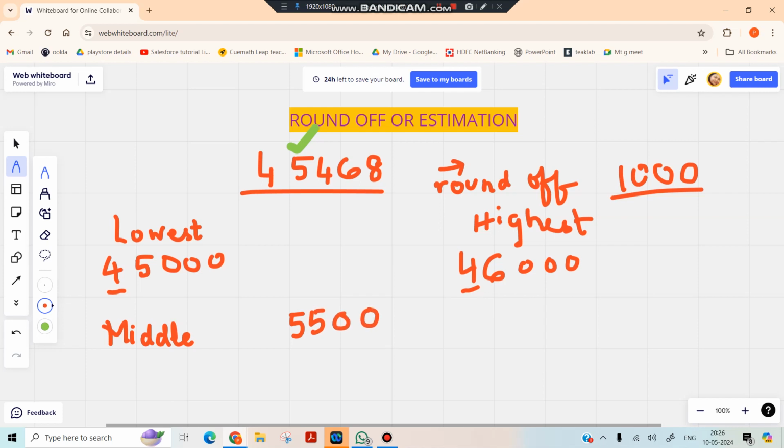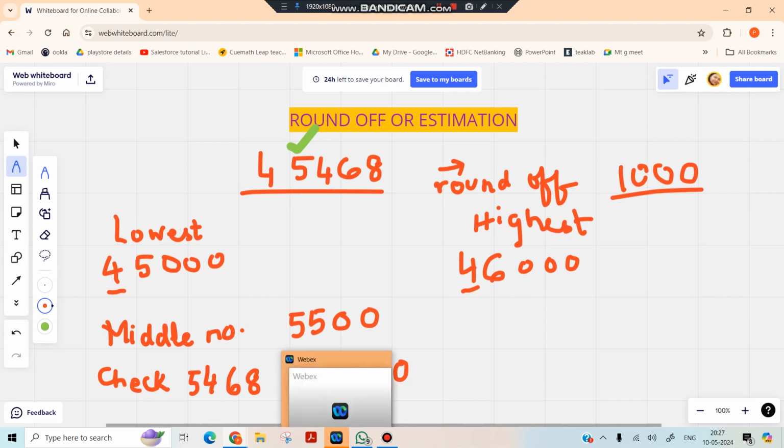Third step. So we have found the middle number. Third step, check if your given number, in this case we are only considering 5468 for ease of our calculation, is greater than or less than the middle number. So this is less than the middle number.